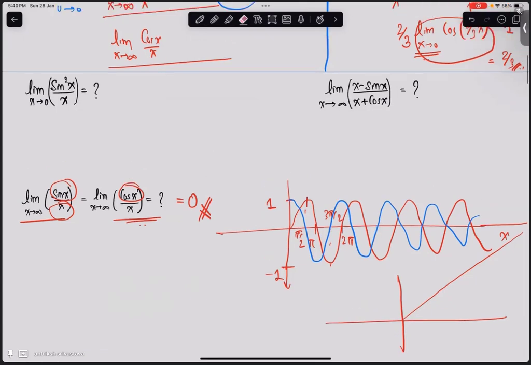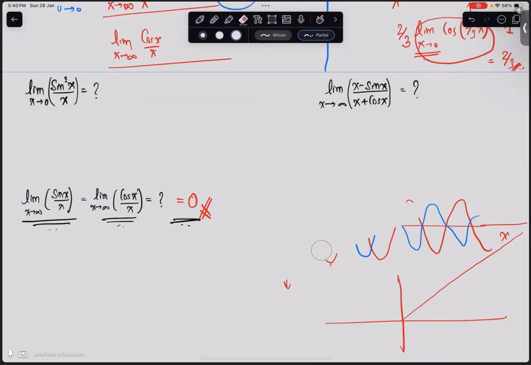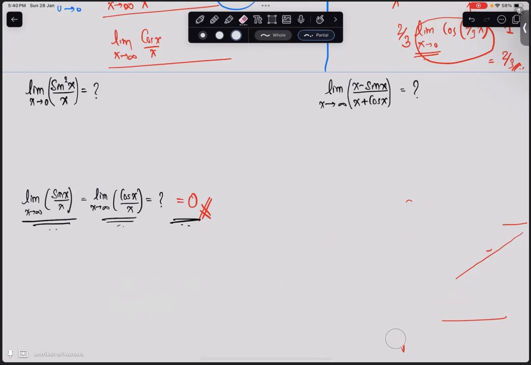So just remember this also. Just a minute, let me erase this. Yeah, so when we have limit of sin x by x extending to infinity, cos x by x extending to infinity, then the answer is 0. Okay, now let us see these two questions, these other two questions.